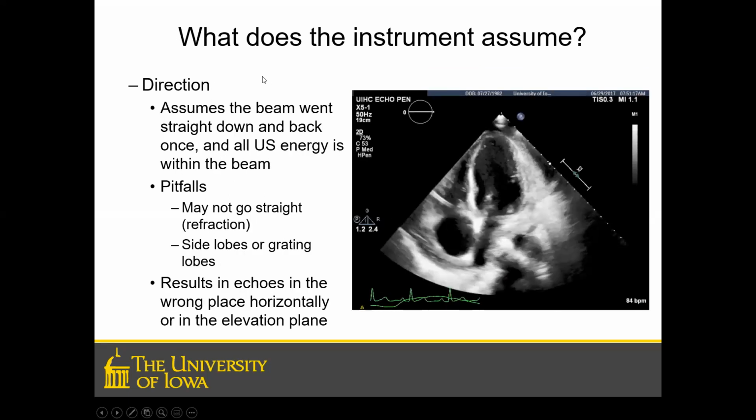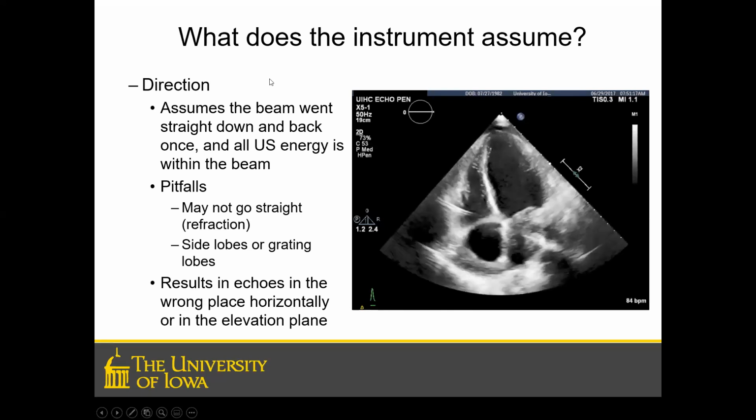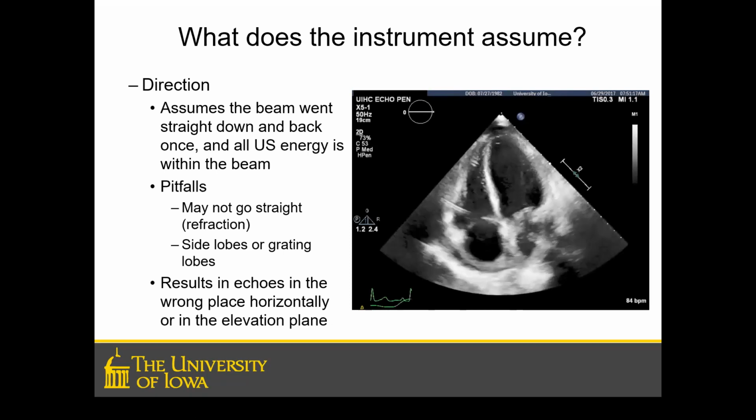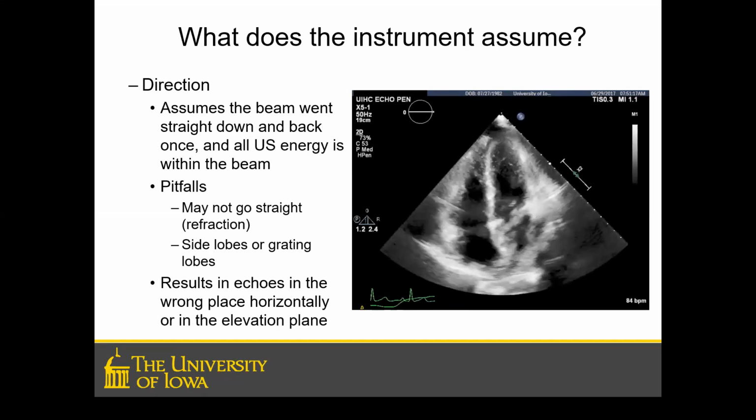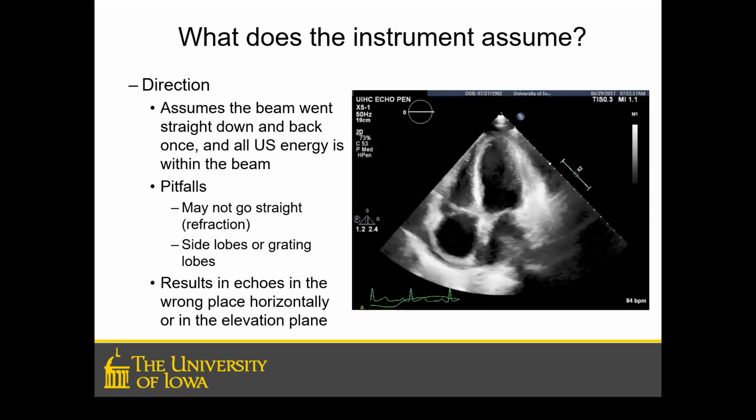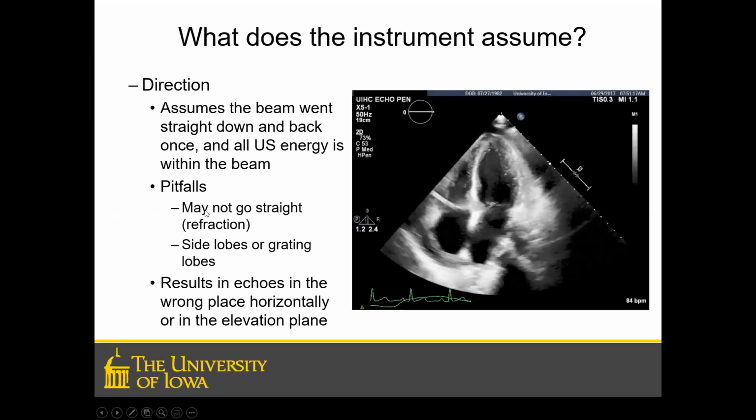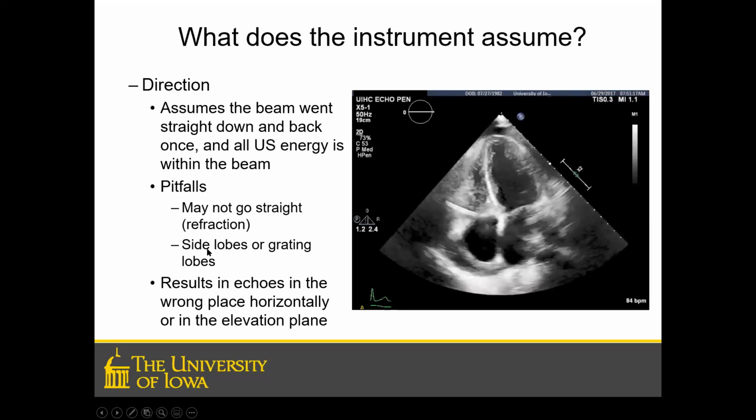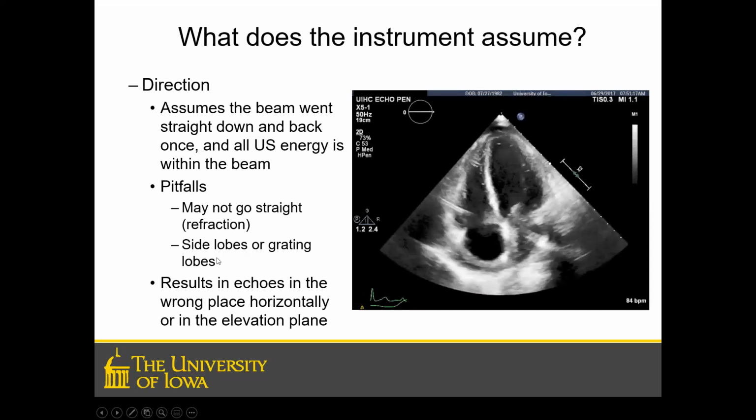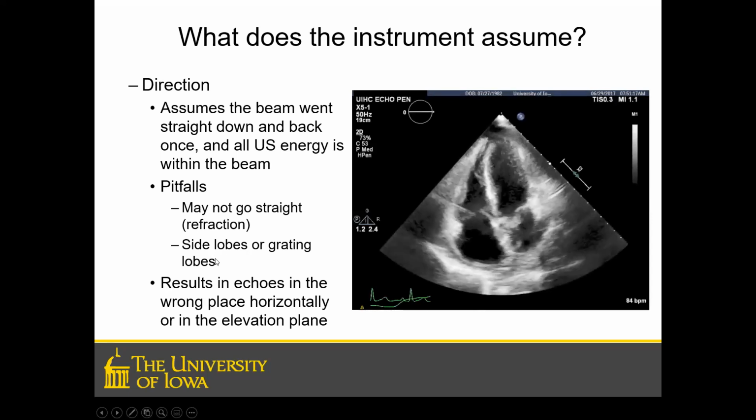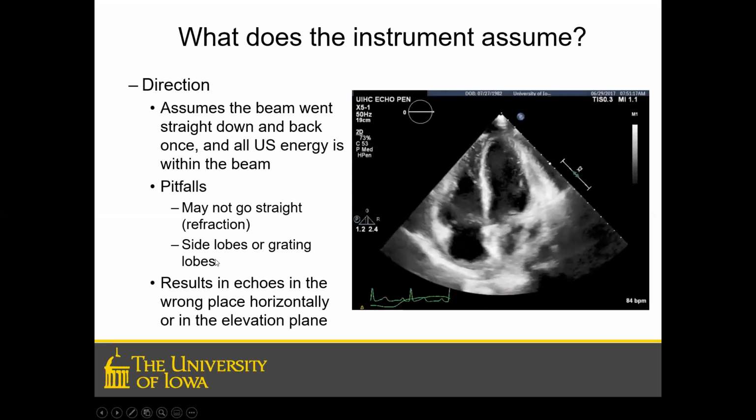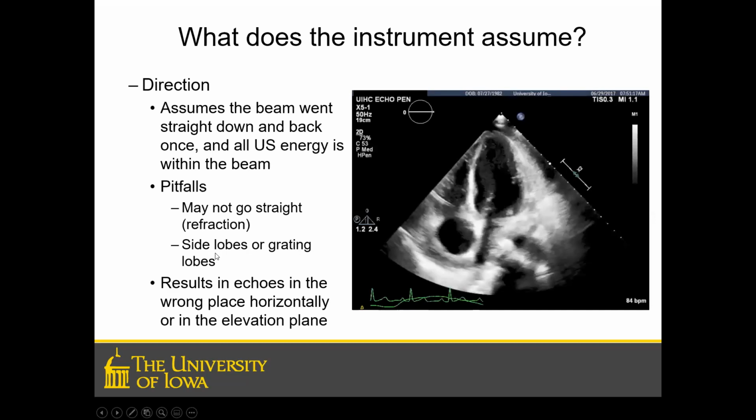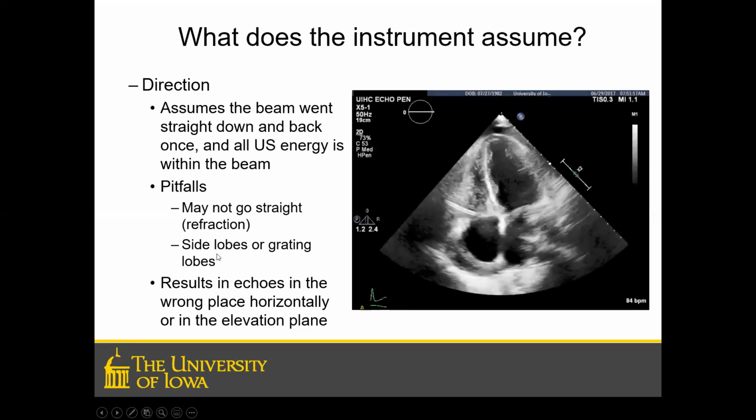The other assumption that the machine makes is, we talked about the direction. So it knows the direction that the beam was sent out, and it assumes all reflections come back from that beam. The pitfalls are that it may not go straight, so it may refract, or it may have side lobes or grating lobes, and those are ultrasound energy that is outside of the primary beam and not in the same location. So any reflection that's created by the side lobes and grating lobes will be put in the wrong place.